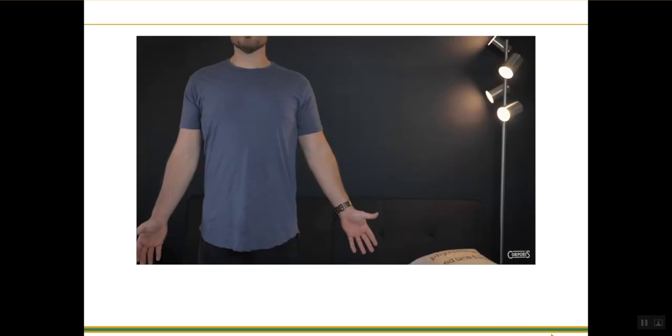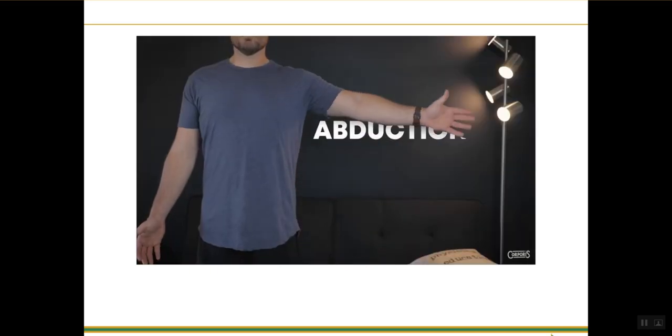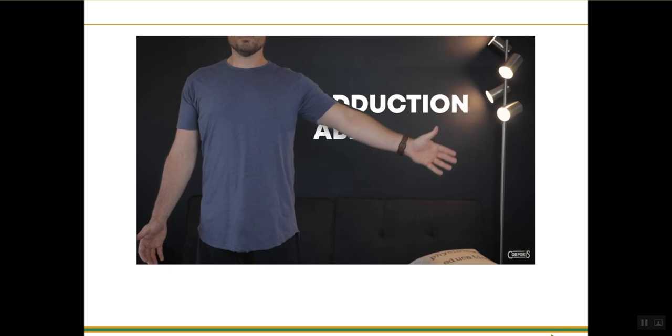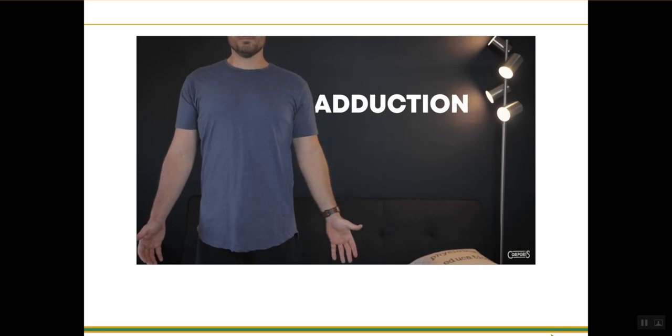Let's start with abduction, which is movement of a joint away from the midline of the body, and adduction, movement towards the midline of the body. Specifically, this midline on the sagittal plane.